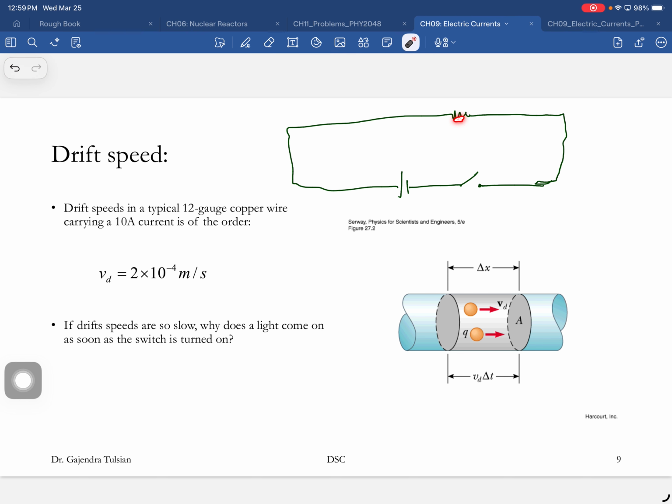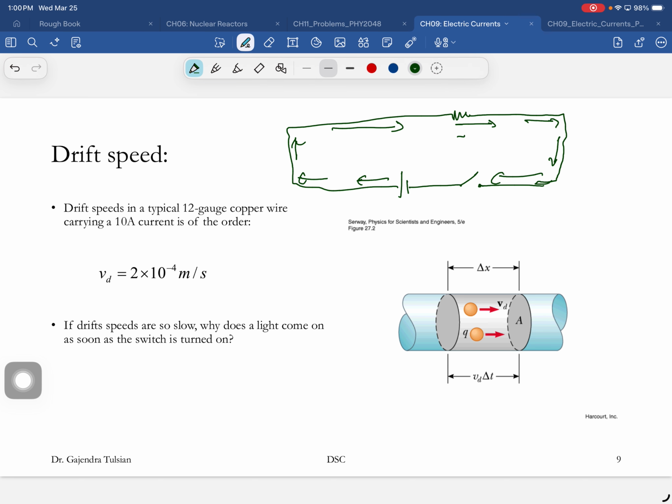For the light to light up here, the electrons here have to move and start hitting the atoms to produce light. So here's what happens. When you close the switch, an electric field is established at the speed of light. And the electrons are responding to the electric field. So let me reframe this question.